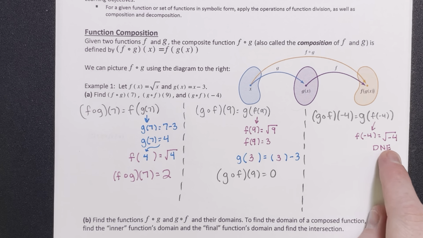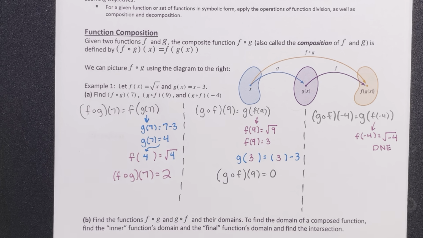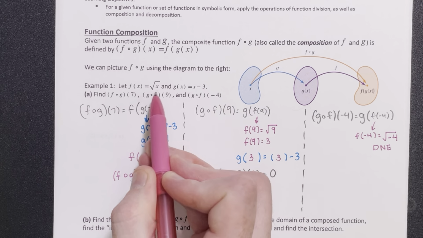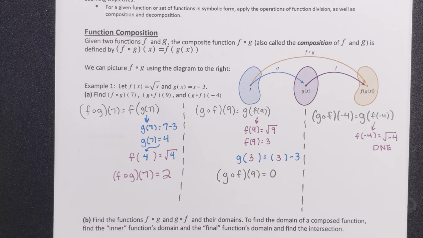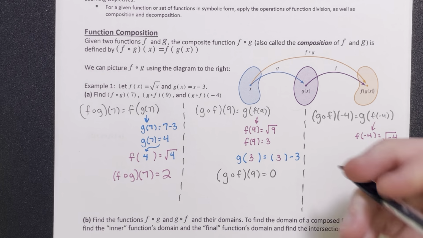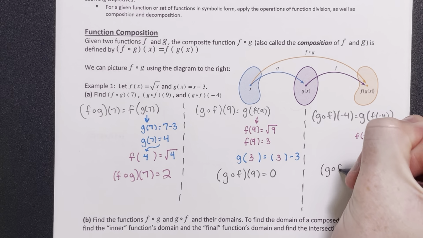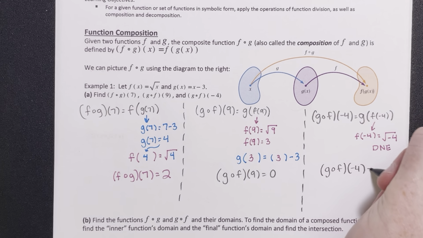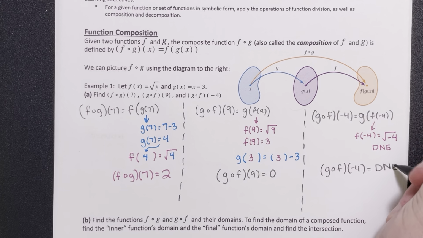I can't plug negative 4 into the square root of x because it's not in the domain. The domain of square root of x was 0 to infinity. Negative 4 is not in that domain. So we would just write g of f of negative 4 doesn't exist.